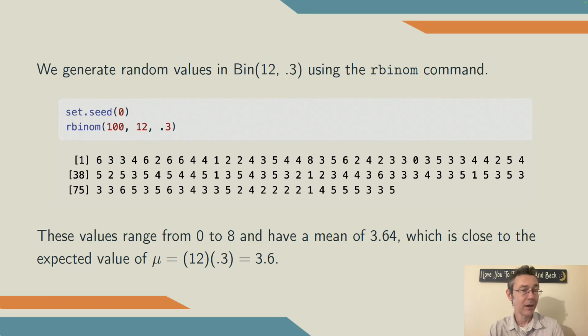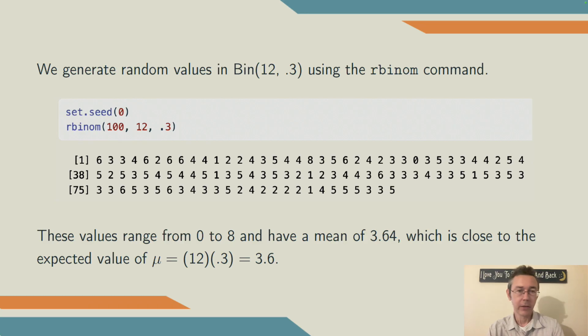This time we specify the number of values that we want to have randomly generated, so 100. The parameters are the same as always, 12 and 0.3. In this case, the values I get range from 0 to 8, and the average of those 100 values is 3.64. The expected value of this distribution, by the way, n times p, 12 times 0.3, is about 3.6. So in this case, the actual average of these 100 values came out very close to the expected value.